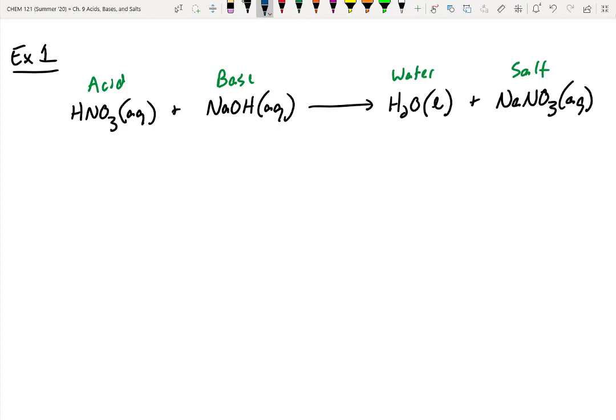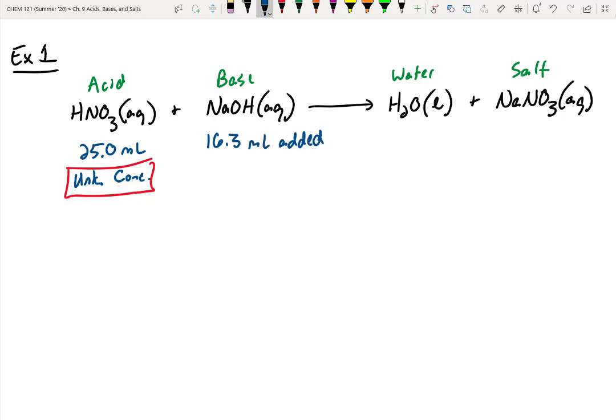All right, so in this sample question from the book, it says our acid, we measured out with our pipette into a beaker, and we've measured it really well at 25 milliliters. However, we don't know the concentration, right? So this is unknown. That's what we're trying to solve in this titration. And we had to add in the sodium hydroxide dropwise until our indicator changes color. And we were able to tell that 16.3 milliliters were added before we got the color change on our indicator.